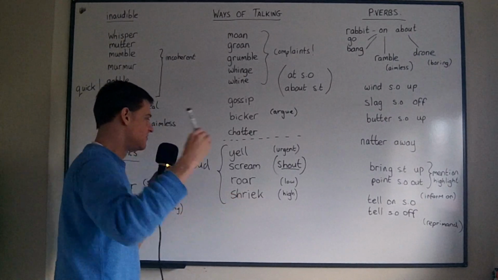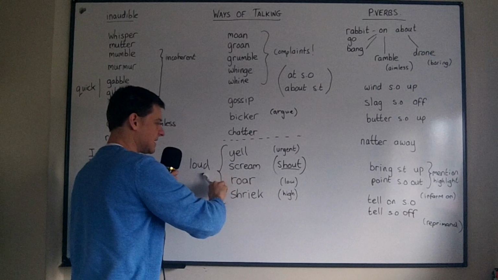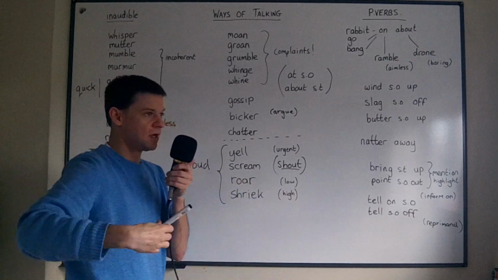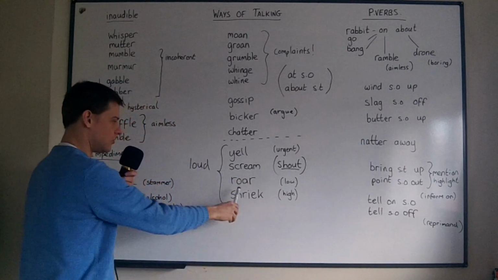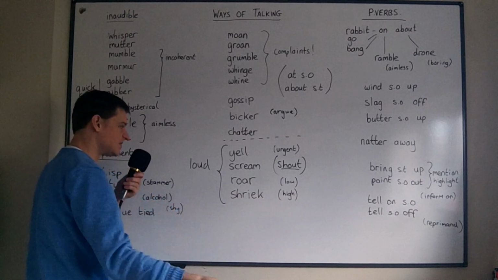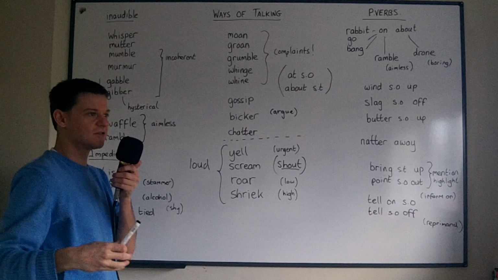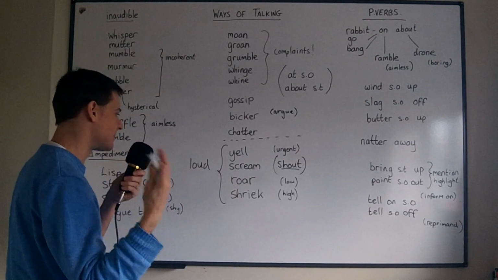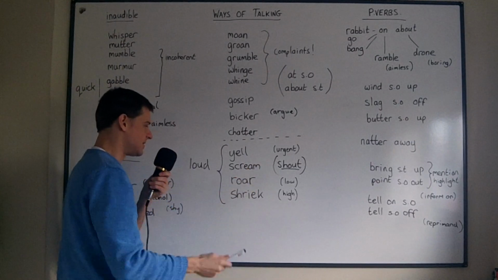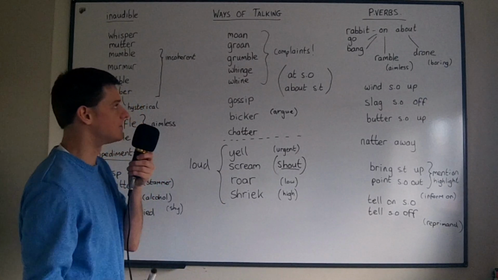Roar is when you speak very loudly in a low pitch. It's a low voice, a roar. Shriek is the opposite, it's high pitched. So you might say the cat shrieked or something like that, because a cat has a very high pitch scream. It has a very loud and high pitched scream.